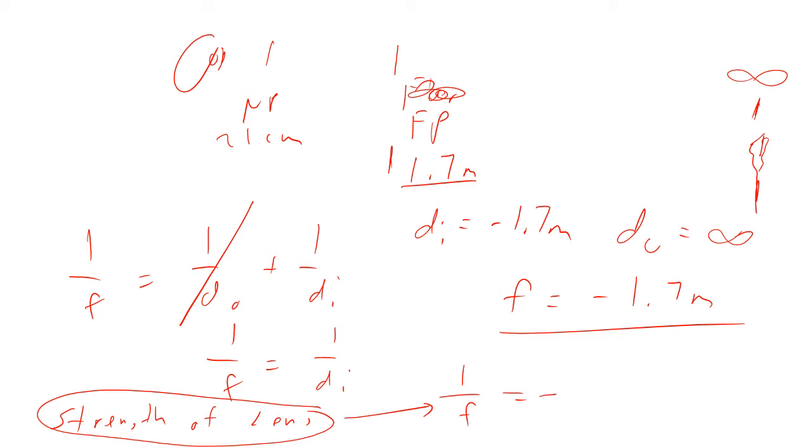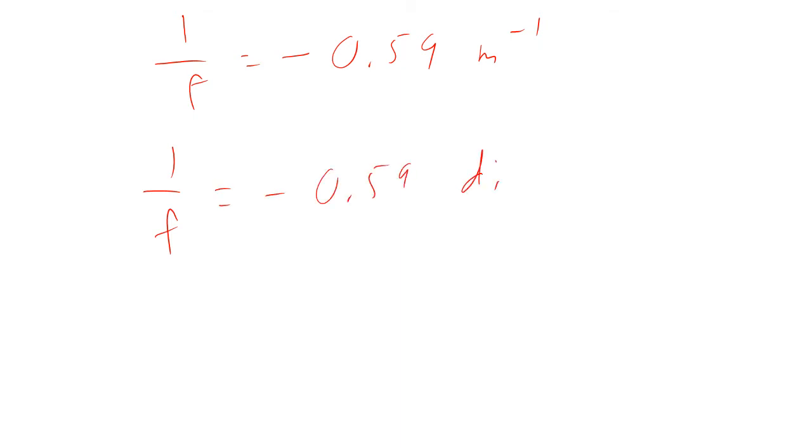So that's going to be 1 over minus 1.7 meters. And so that's going to be 0.59 negative inverse meters. So the strength of the lens in this case is minus 0.59 inverse meters. Well, we have a term for that. There's a unit called a diopter.